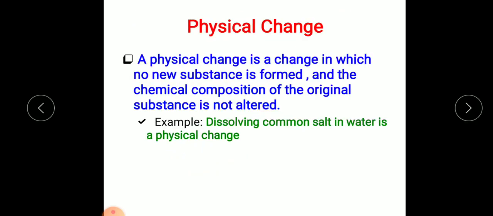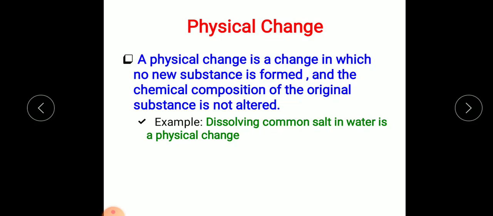So, first of all, we study about physical change. So, we'll see the definition. A physical change is a change in which no new substance is formed and the chemical composition of the original substance is not altered. Altered means change. So, a physical change is a temporary change where no new substance is formed and the chemical composition remains the same. For example, dissolving common salt in water is a physical change.